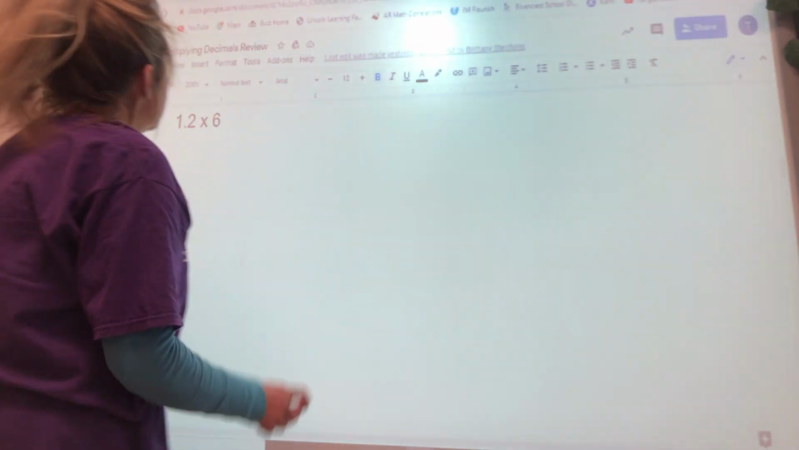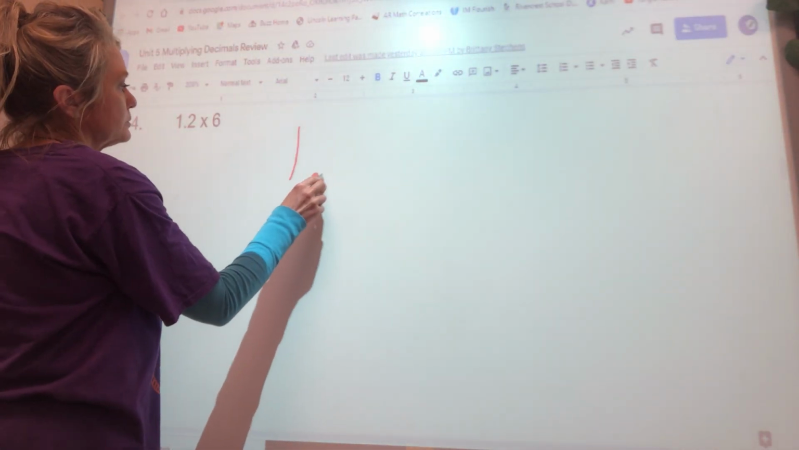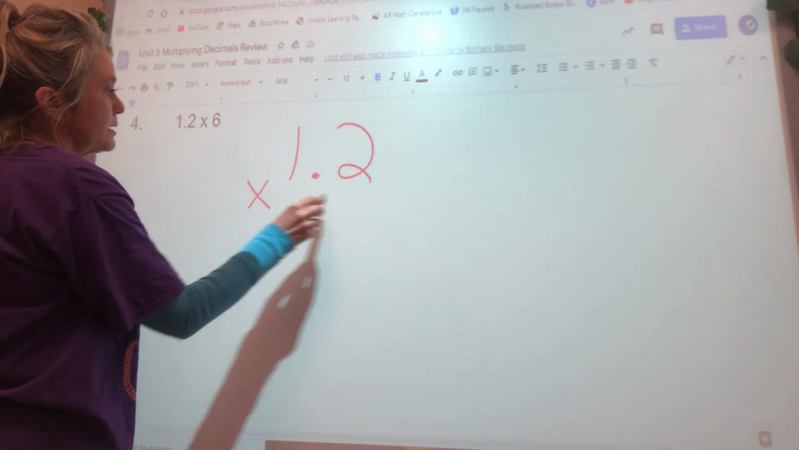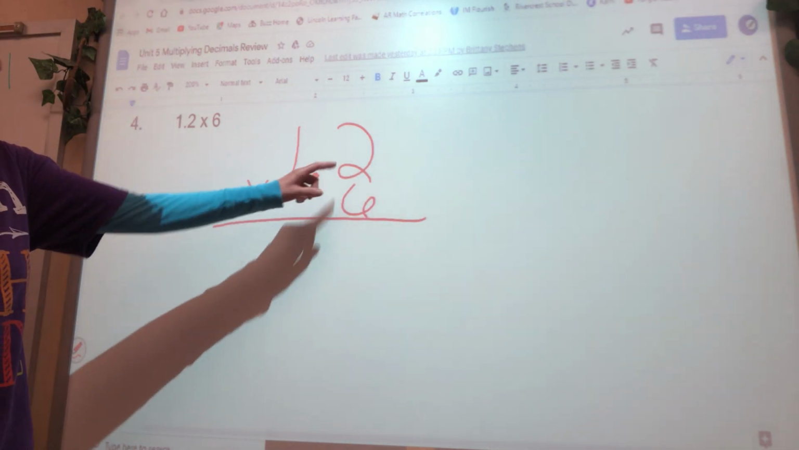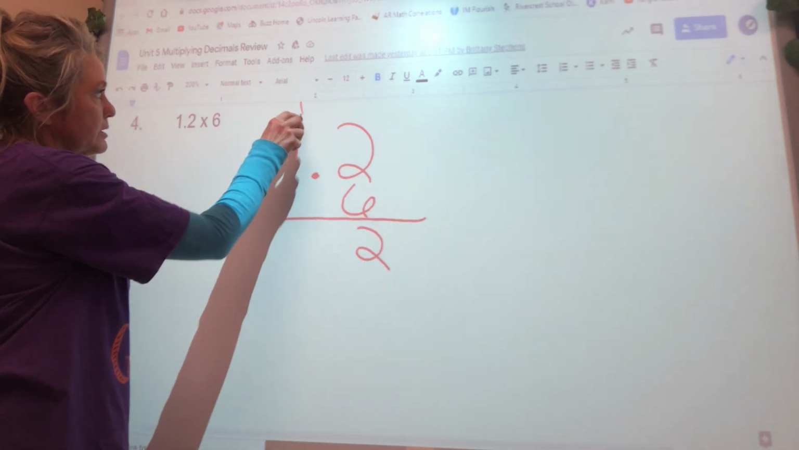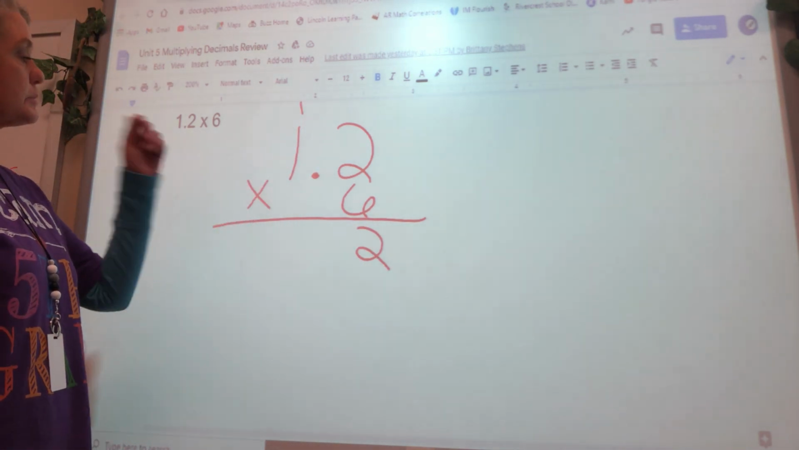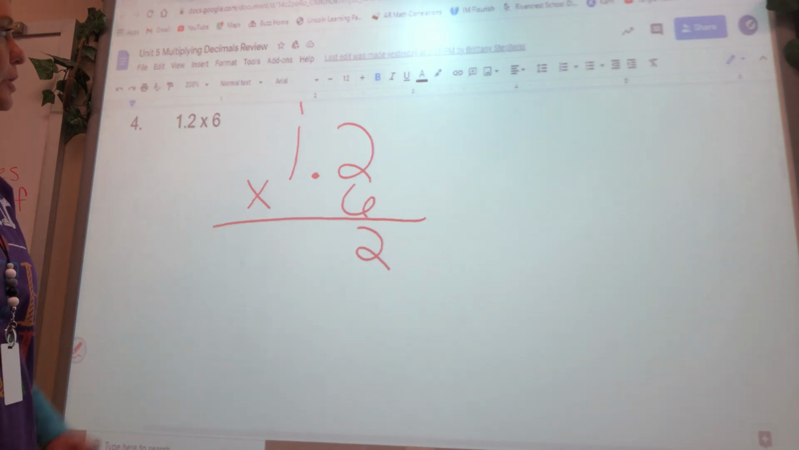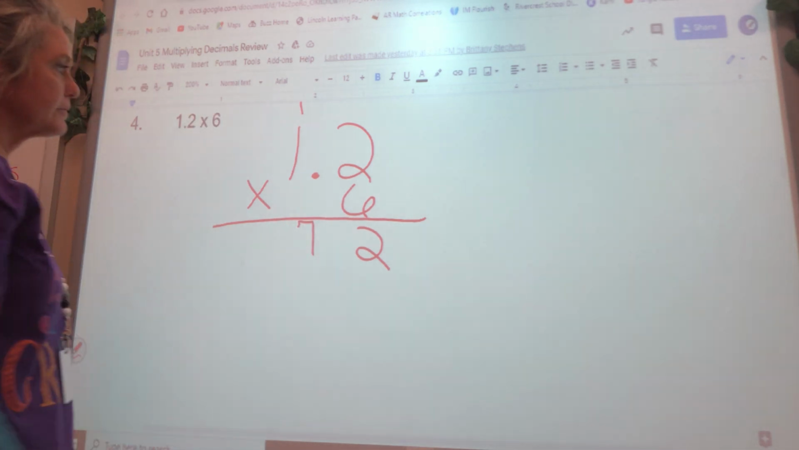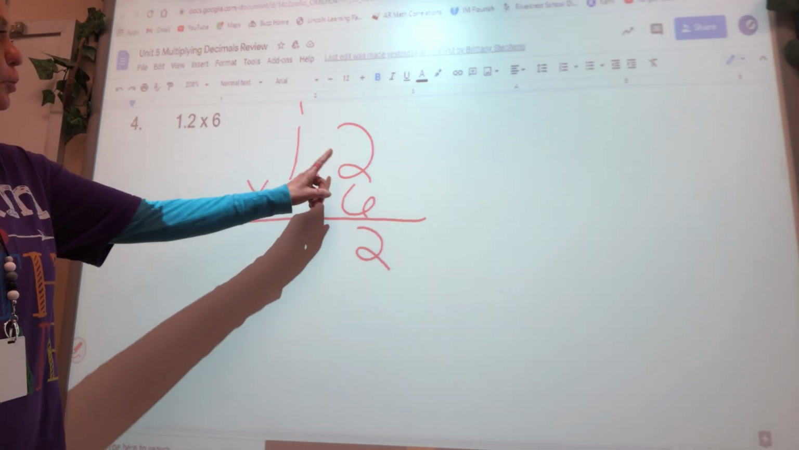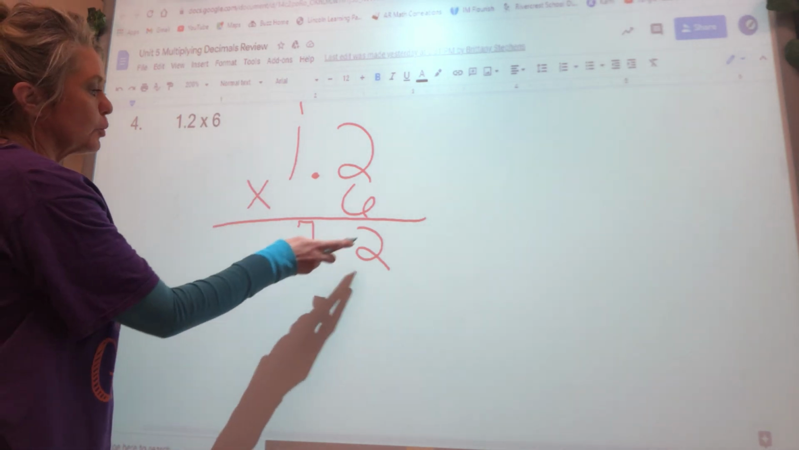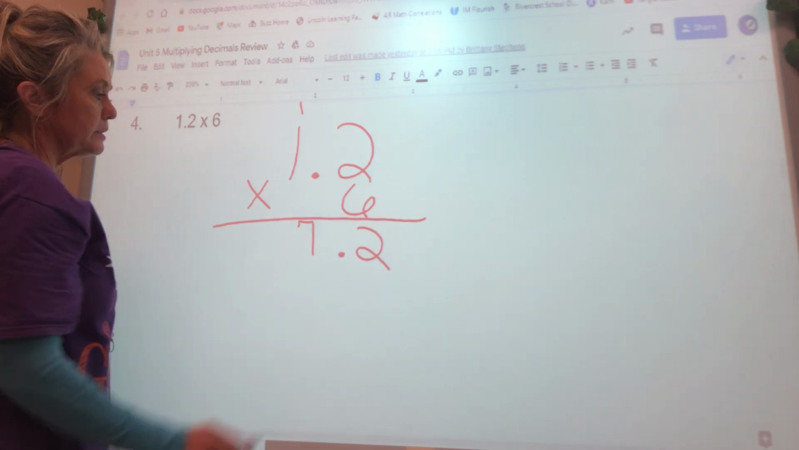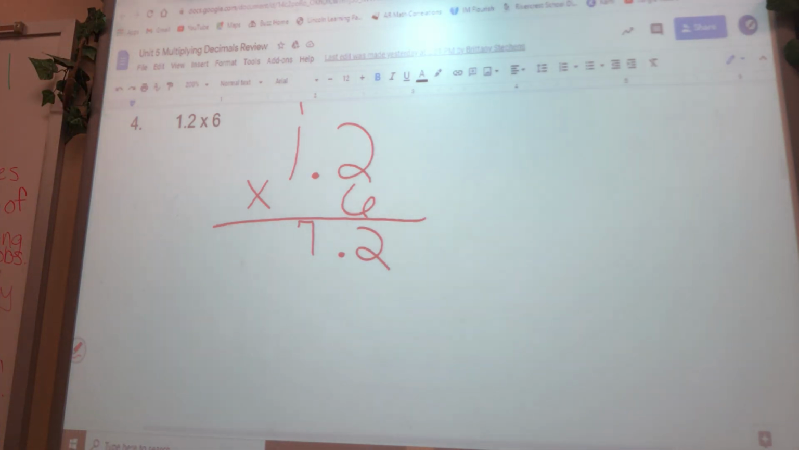Okay, next one. We have 1 2/10 times 6. We have 6 times 2 is 12, carry the 1. 6 times 1 is 6, plus the 1 that we carried is 7. We had 1 digit behind the decimal in the whole problem, so we need 1 digit behind the decimal in the answer. So our final product is 7 2/10.